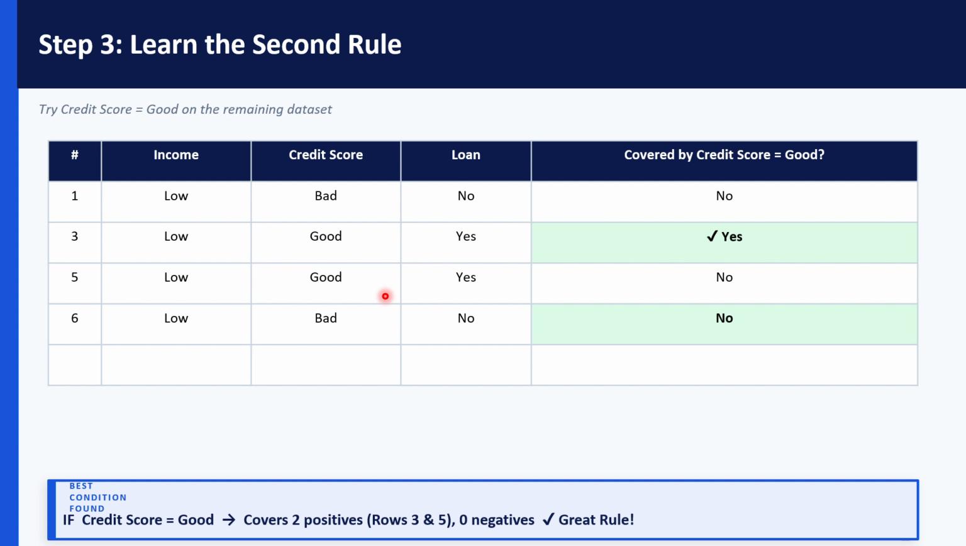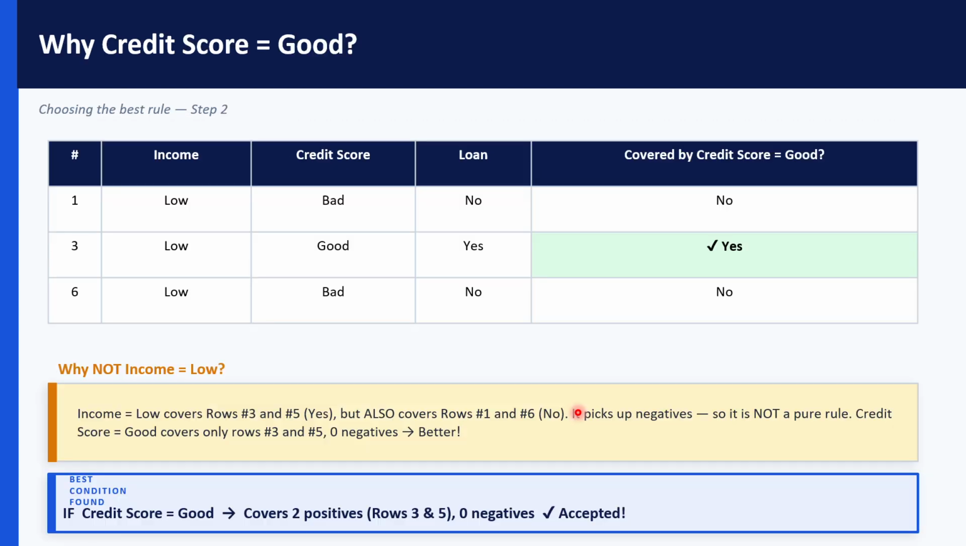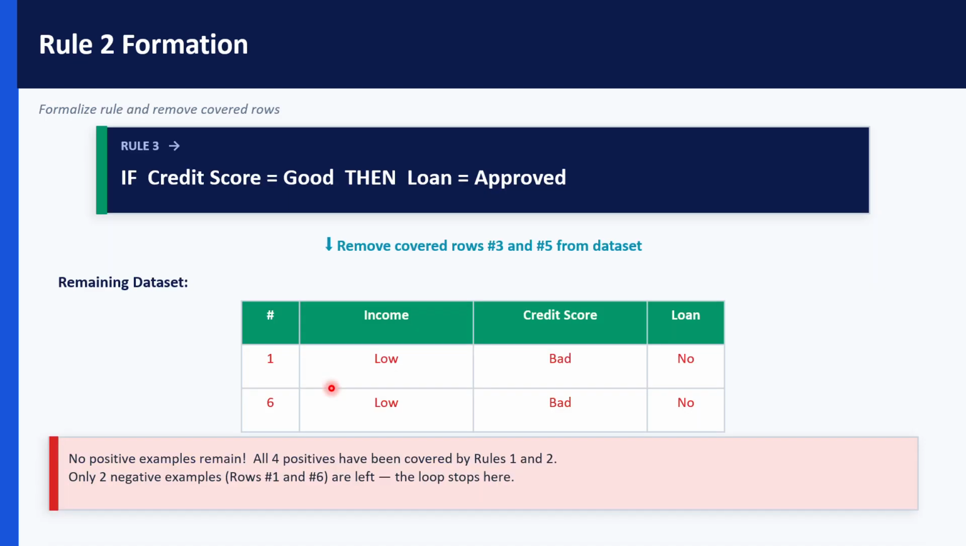Now we'll try to find the second rule. In the second rule, we can take income is equal to low or credit score is equal to good. If we take income is equal to low, it will not be able to classify those tuples perfectly. But if we take credit score is equal to good, in that case it will perfectly classify those tuples. So the best condition found is that credit score is equal to good. It covers two positives, rows 3 and 5. So this is a great rule, rule number 2. So we will be left with this data. I already explained why income is equal to low can't be a great rule.